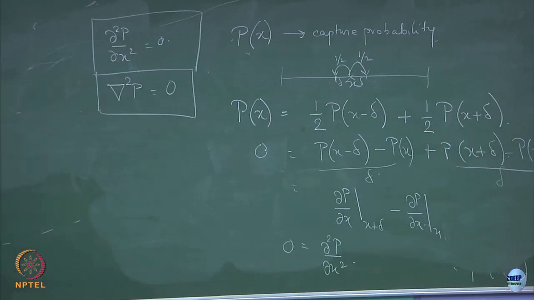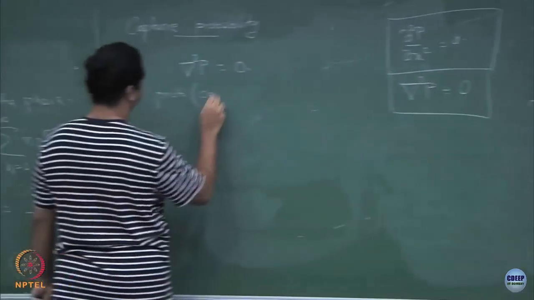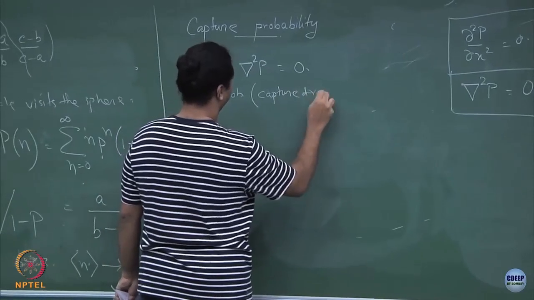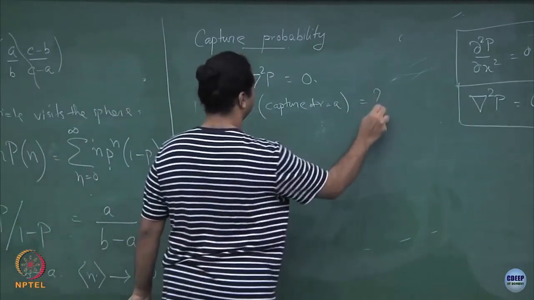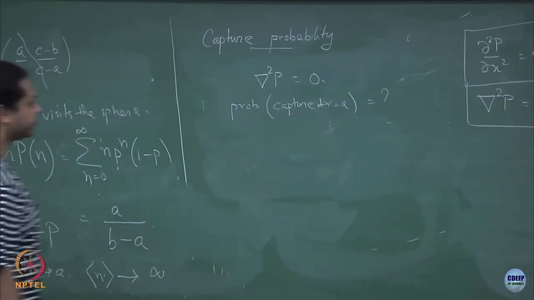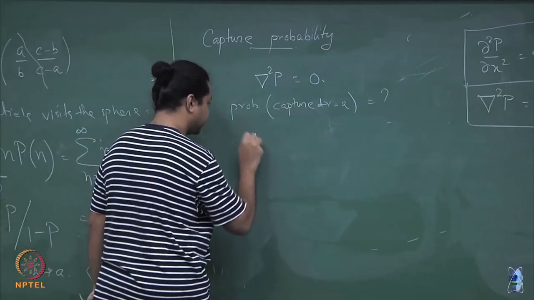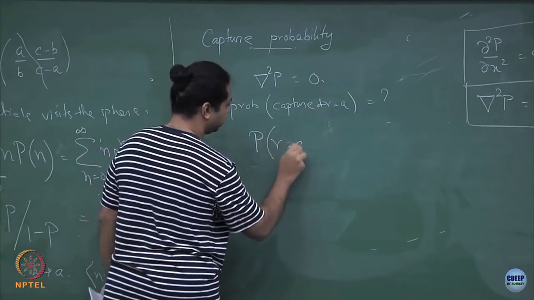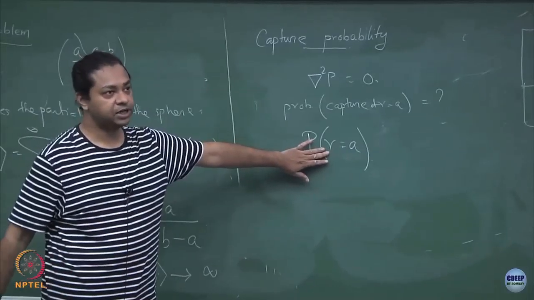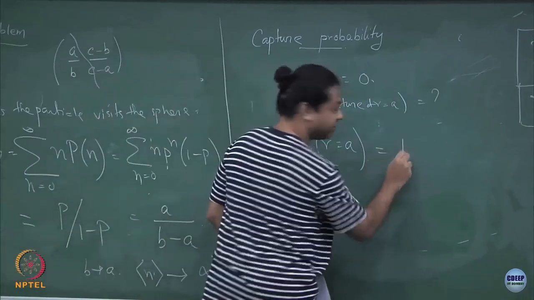So, let us just solve it for this case that we already did so painstakingly, this sphere. I solve the Laplacian of this capture probability equal to 0. I want to know the probability that it gets captured on the surface of the cell, at r equal to a. Which means, what is going to be my boundary condition? If it starts off at r equal to a, then what is the probability it will get captured? 1, right, it will definitely get captured.